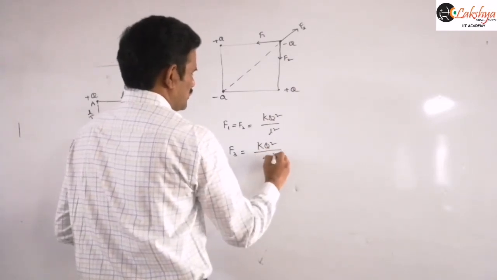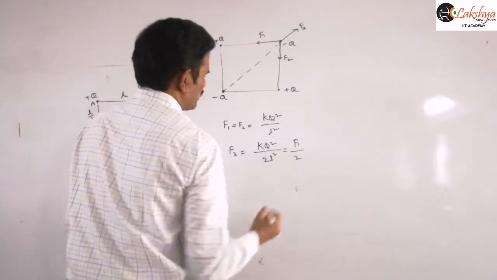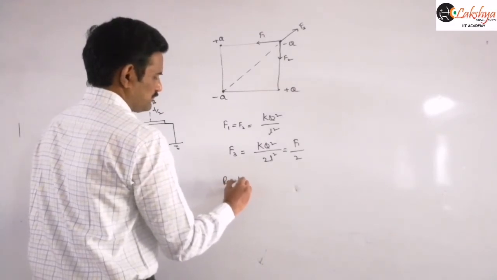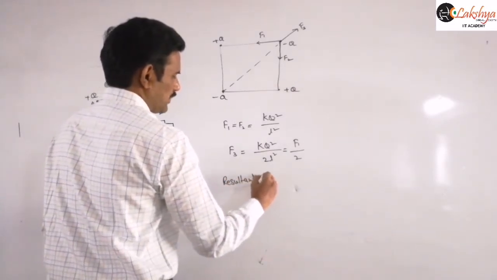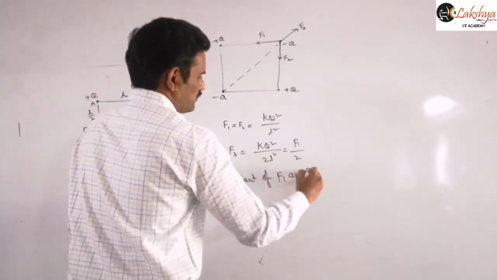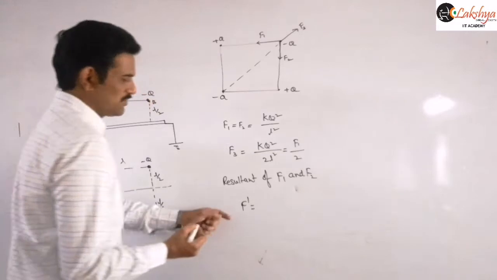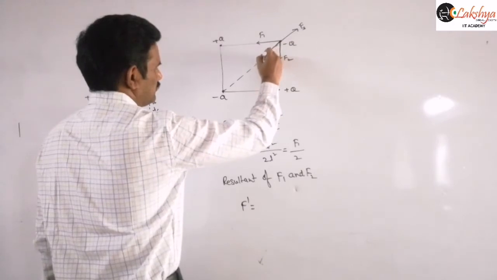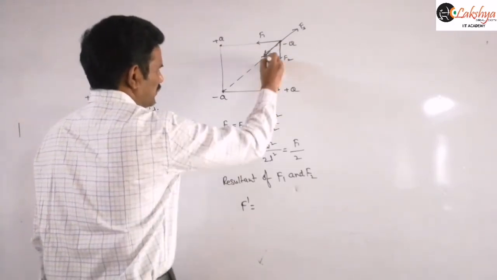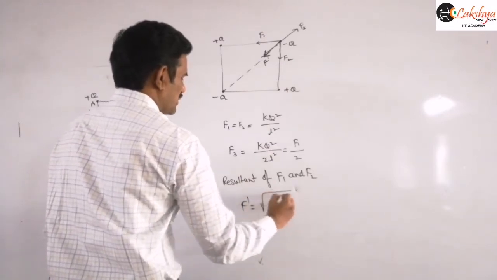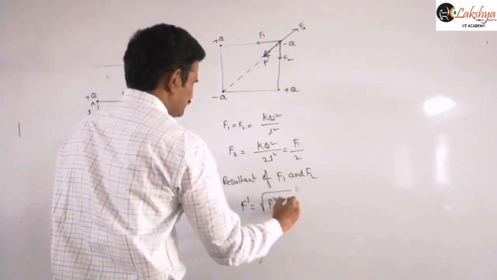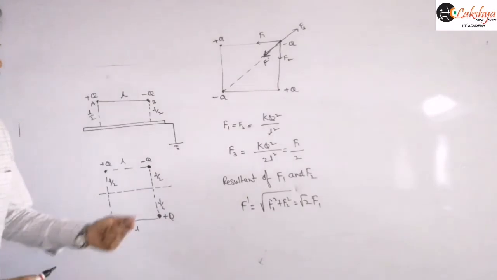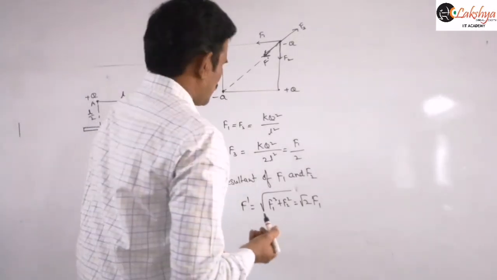So root 2 L whole square means 2L square, which I can write as F1 by 2, right? And now the resultant of F1 and F2, I am taking that as F dash, and the resultant of these two forces will be like this. The F dash value we can write as under root of F1 square plus F2 square, which we can write as root 2 F1, because F1 and F2 are both equal. You can replace F2 with F1.